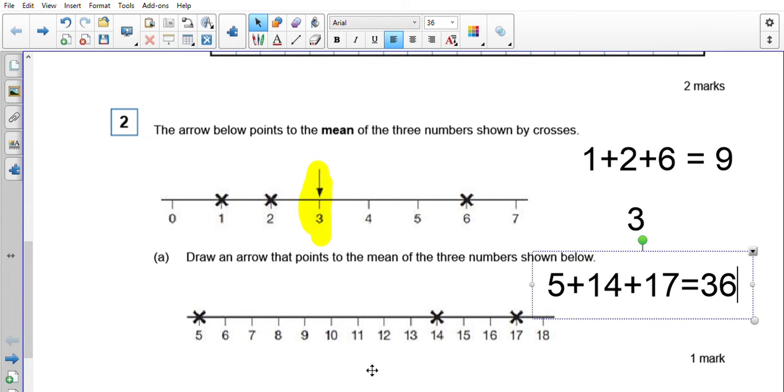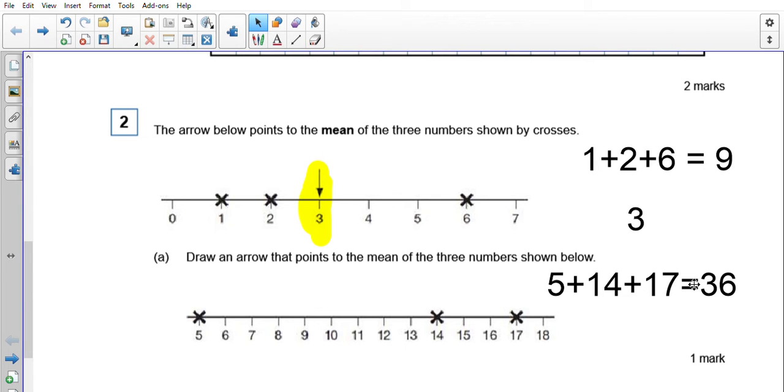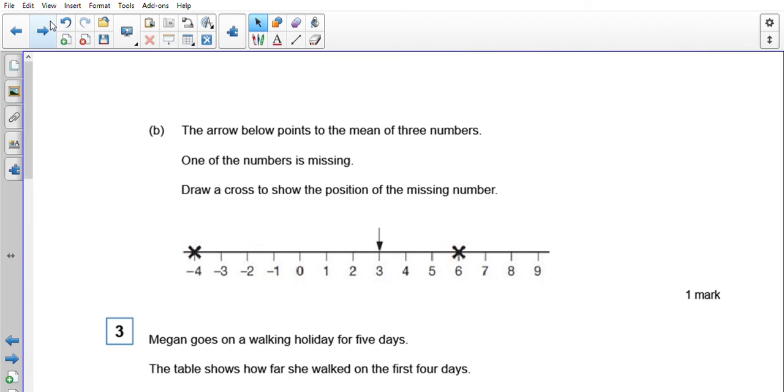Now I have 3 numbers here, which means if I want to find the mean, I need to divide by how many crosses I have. I've got 3 crosses, so to find the mean, I divide 36 by 3, which gives me an answer of 12. Which means that my arrow to point to my mean has to go there, because 12 is the mean of these 3 numbers here. If I add 5 and 14 and 17, I get 36. I divide 36 by the number of crosses I have, 3, gives me 12 as an answer. That is my mean.